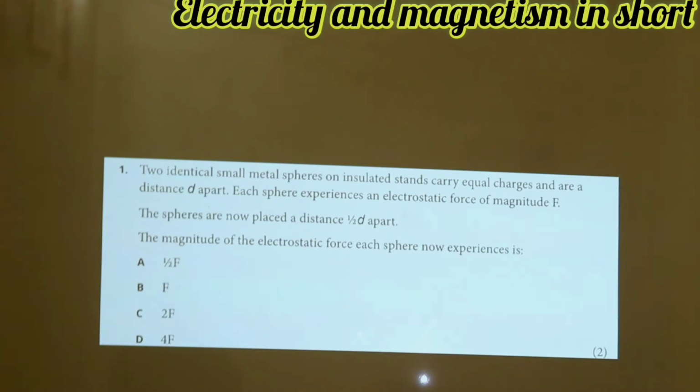And the new force becomes 4 times the previous value. The previous value was F. Now the force becomes 4F. So the right answer is option D. The force is becoming 4 times the previous value.